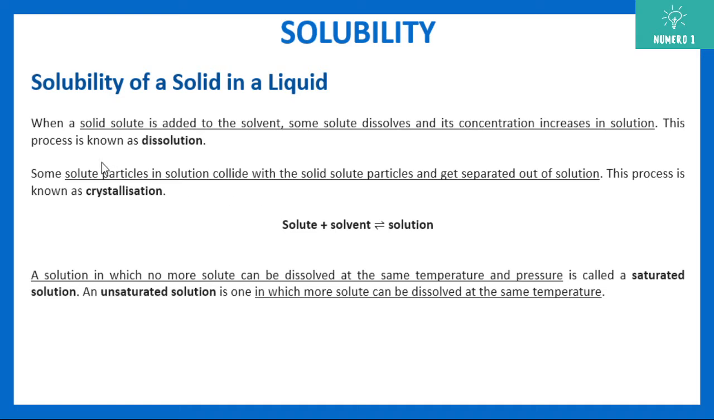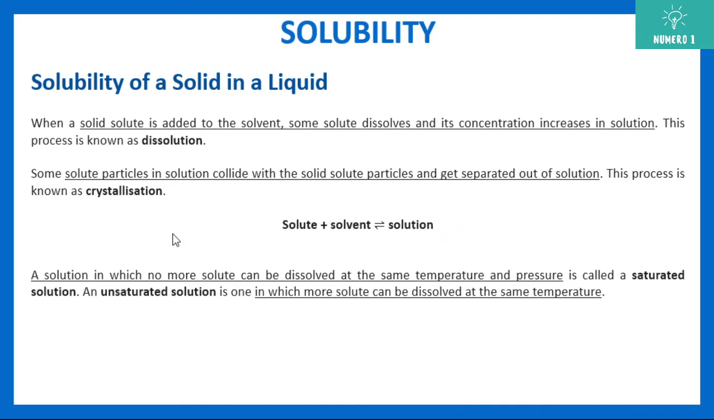Now sometimes it can also happen that solute particles combine together and get separated out. This process is the formation of crystals. So basically from the solution it is going in the backward direction, so it becomes solute plus solvent. This process is crystallization. Remember that there is always an equilibrium between the two. That is, solute plus solvent gives you solution.